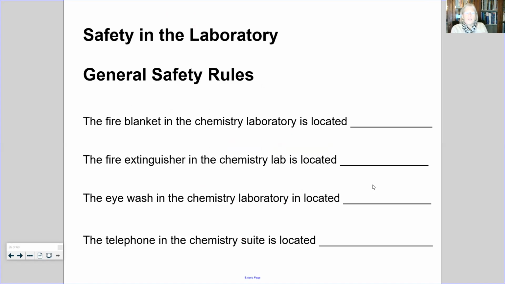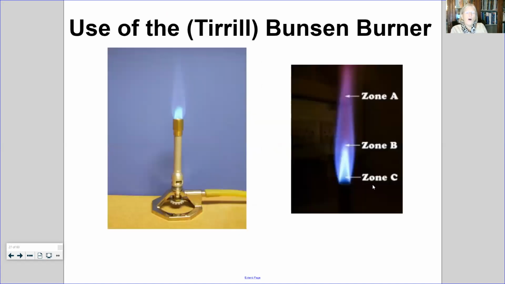So I am going to introduce safety in the laboratory with two videos that you'll be watching. I'll also teach the use of the Bunsen burner to those students who are in the lab.